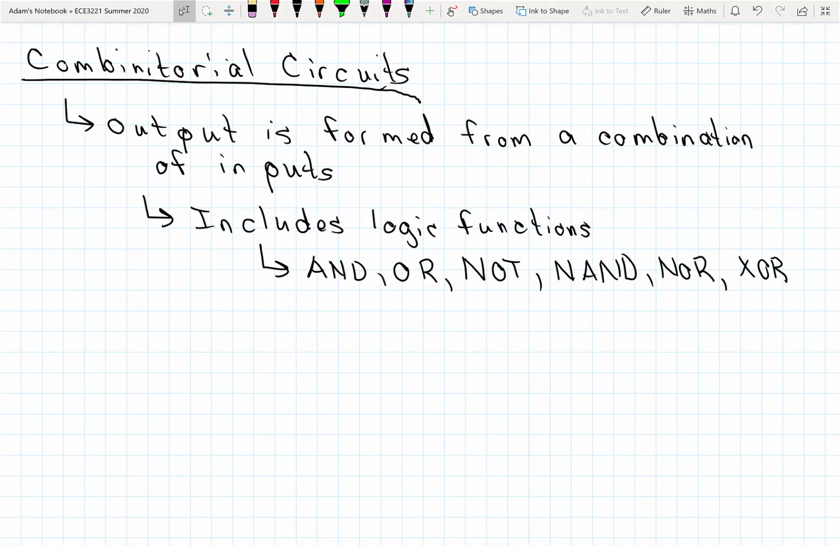Okay, and let's review some of these combinatorial circuits, like our AND gate. So our AND gate is a device that has two inputs that combine together to form one output.